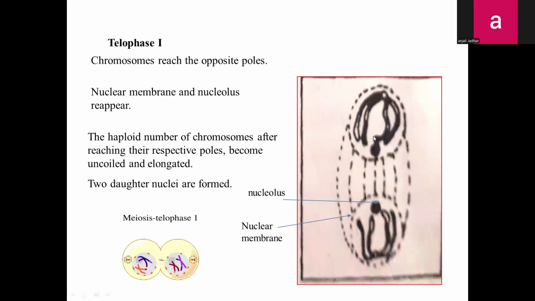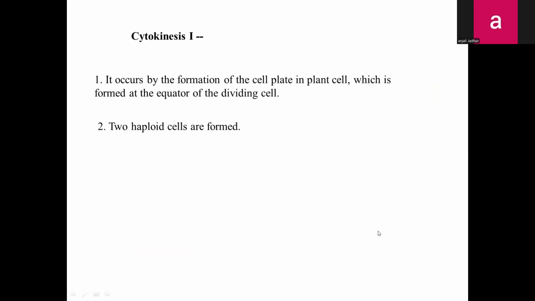Telophase 1, chromosomes reach the opposite poles, nuclear membrane and nucleolus reappear. Haploid number of chromosomes after reaching their respective pole becomes uncoiled and elongated. 2 daughter nuclei are formed. Cytokinesis. It occurs by the formation of the cell plate in plant cell, which is formed at the equator of the dividing cell. Two haploid cells are formed.